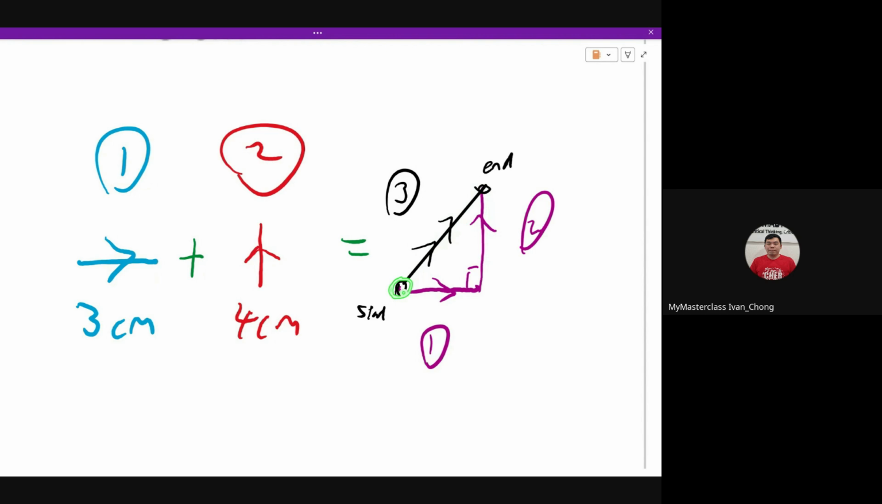You must always start at one point and end at one point. You cannot start at 2 points and end at 1 point, or start at 1 point and end at 2 points. You must only have one start, one end. Then we just draw a straight line from start to end. That's all.